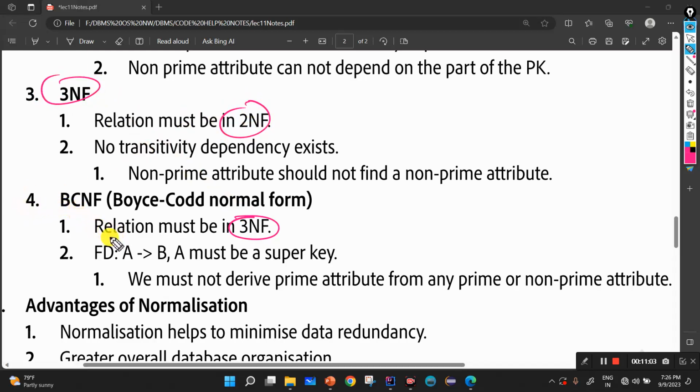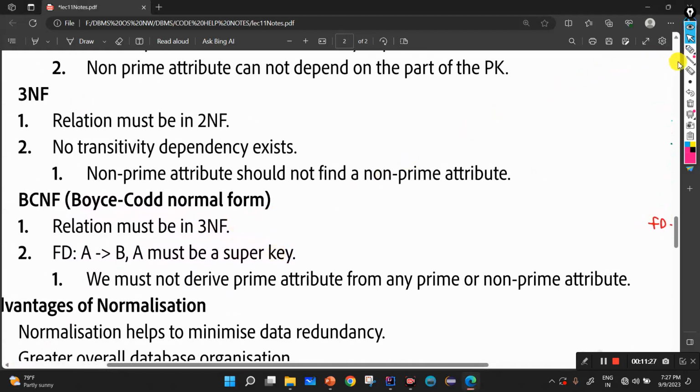In BCNF, if there is a functional dependency A gives B, then A must be a super key. You might not be clear about this term from this line, because it's complicated, but when you read the next line you will get more clarity. We must not derive prime attributes from any prime or non-prime attributes.